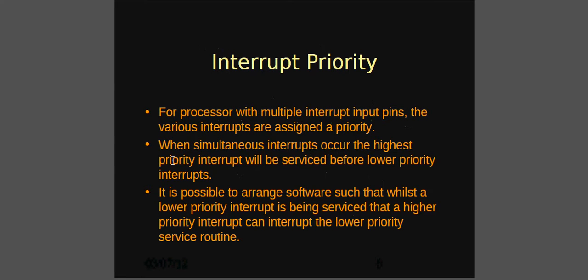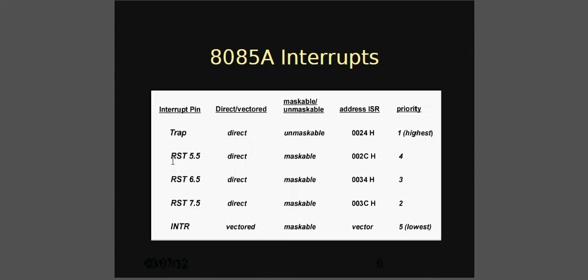Okay, and there is also priority. Let's say you have more than one interrupt signal, there must be a priority so that the processor knows which interrupt to process first. This is the table that shows the interrupt pins that you have on the 8085, and also the priority of each interrupt pin. As we can see here, the TRAP interrupt pin is the highest one, and the lowest one is the INTR interrupt pin.